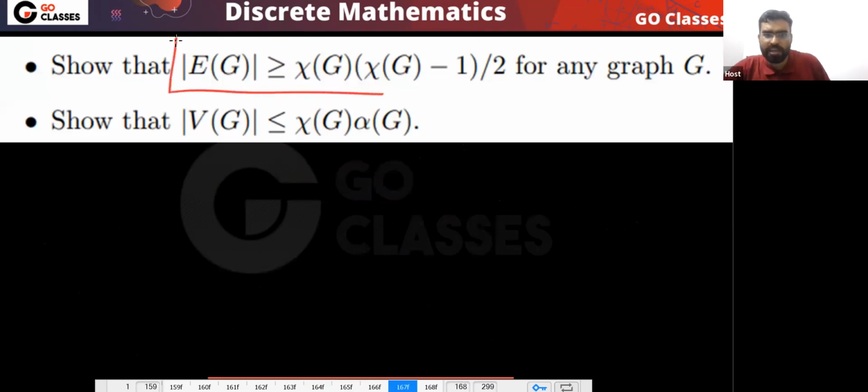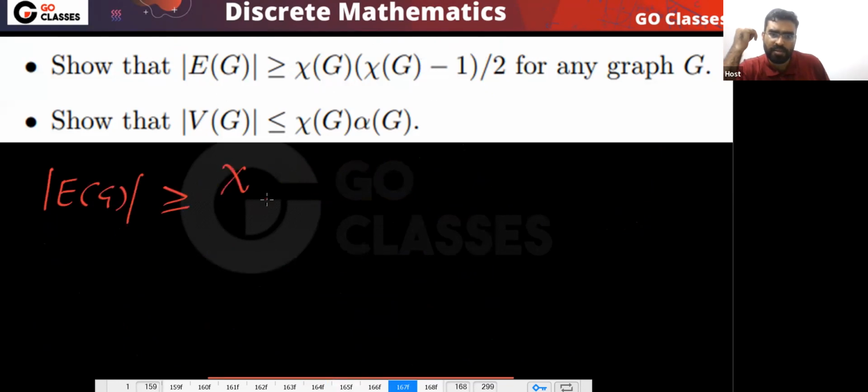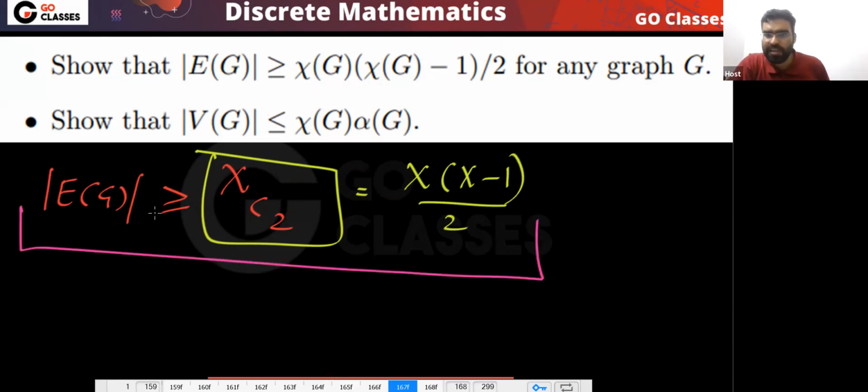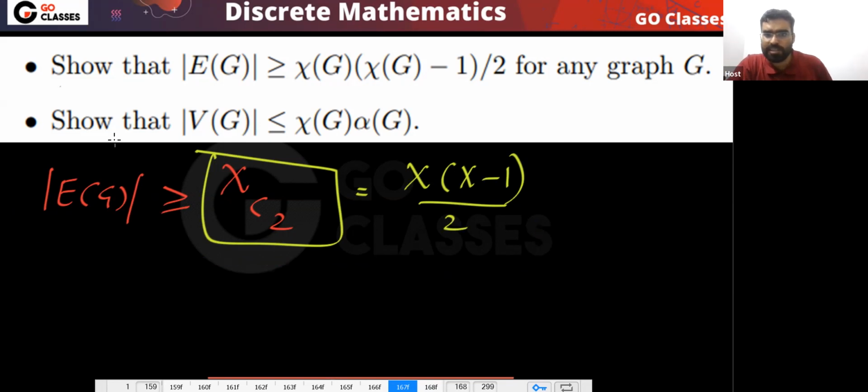So you can notice minimum how many edges will be there? These many. We have already seen. What is the logic in one line? How many edges? Minimum how many edges will be there? That is chromatic number C2, which is the same as chromatic number into chromatic number minus 1 divided by 2. And what was the logic for this whole thing? The logic is that between every pair of color classes, at least one edge must be there. Very good, Yuvraj. Excellent. Okay.